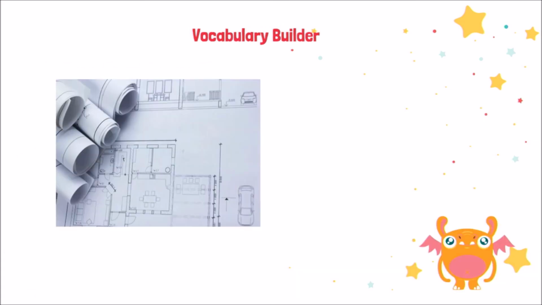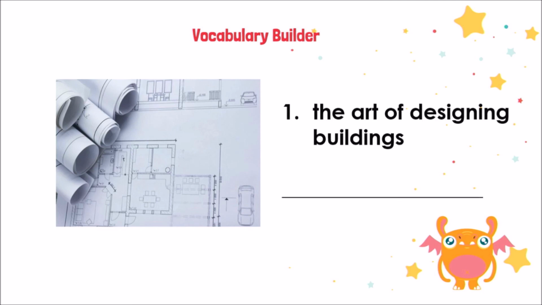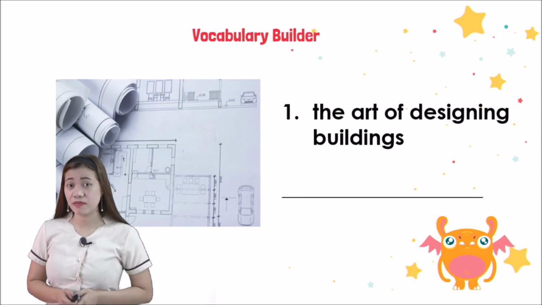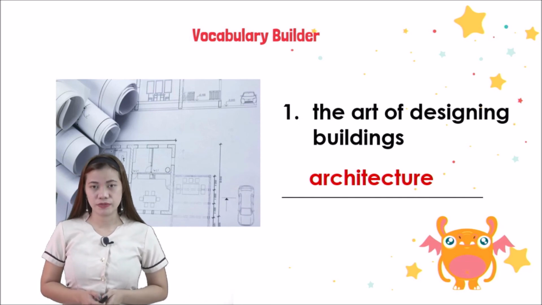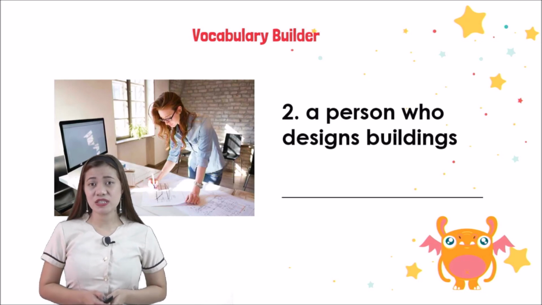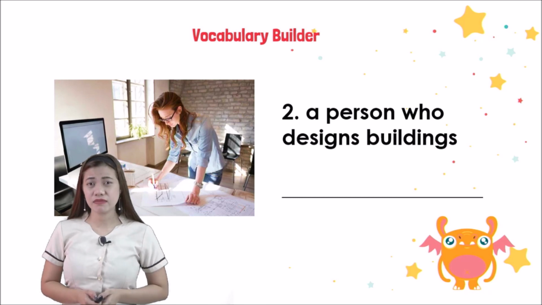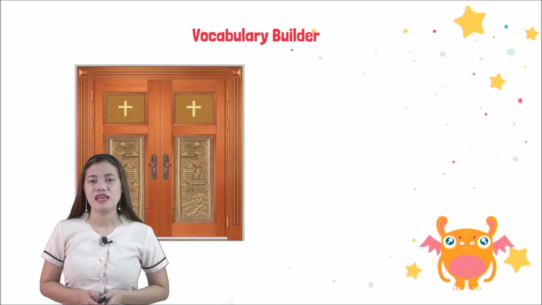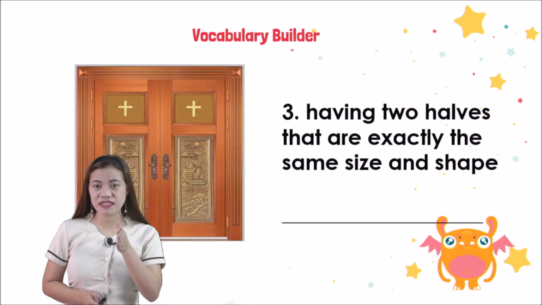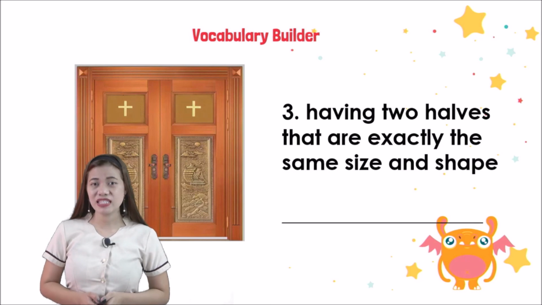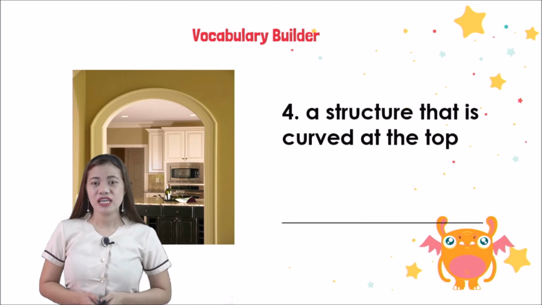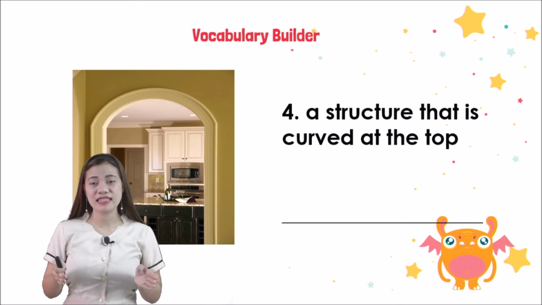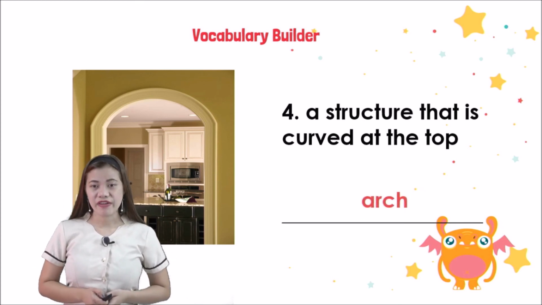Okay? Now let us move on to our vocabulary builder. What can you see on the monitor? Very good. The art of designing buildings is called architecture. Next, number 2, it is a person who designs buildings. Can you guess who it is? Very good, it's an architect. And then number 3, having two halves that are exactly the same size and shape is called symmetrical or symmetric. And then the last question, number 4, a structure that is curved at the top is called what? Very good, an arc.